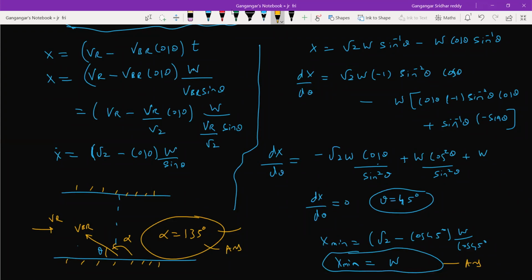Okay, this mathematics may trouble you. So the differentiation, minimum and maximum concept, that we are going to apply here. Okay, no? Okay, we'll take one more problem.